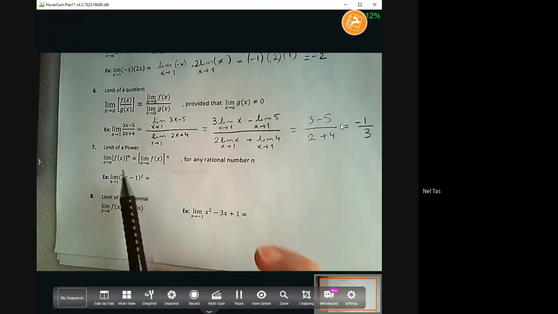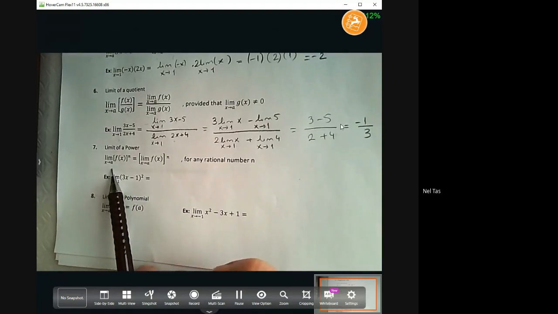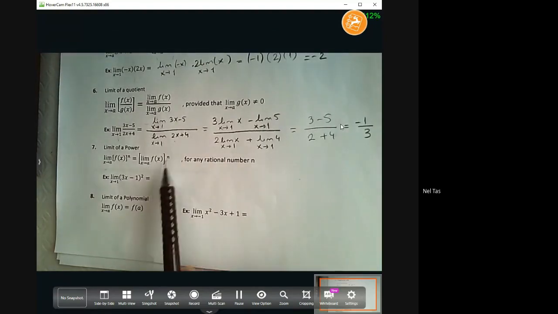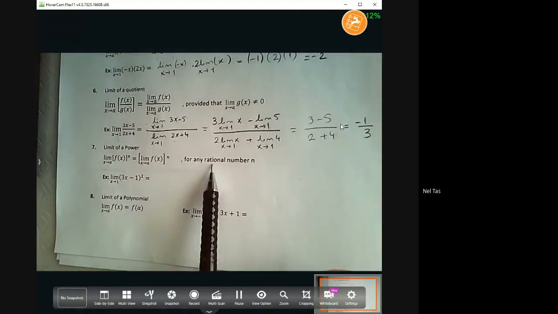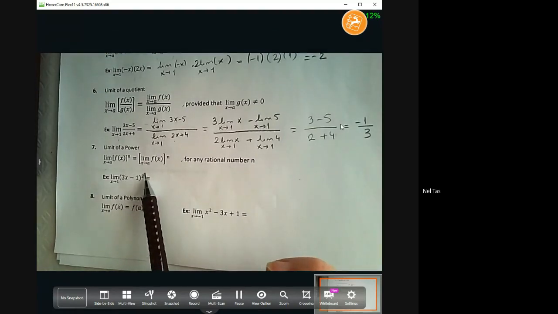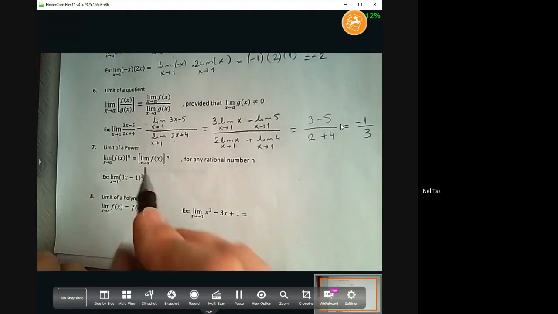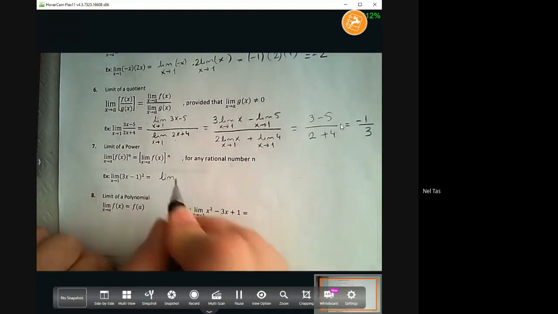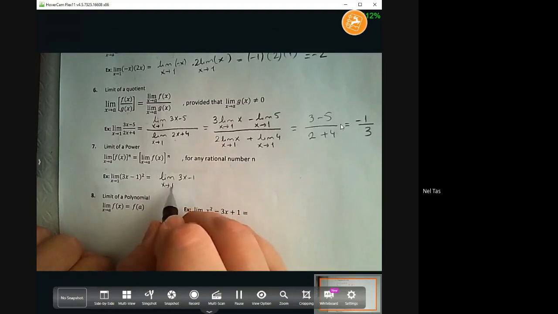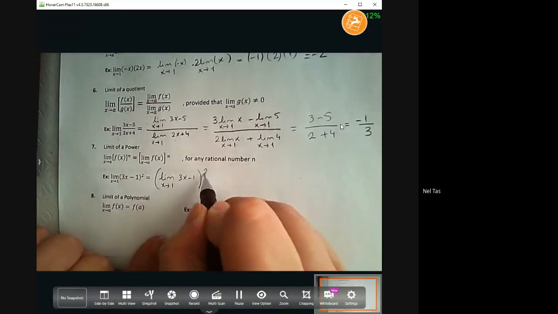Limit of a power: if you have the limit of f of x to the power of n as x approaches a, this can be written as the limit of f of x as x approaches a, to the power of n, n being any rational number. So for example, the limit of (3x minus 1) squared as x approaches 1 can be written as the limit of 3x minus 1 as x approaches 1, squared.